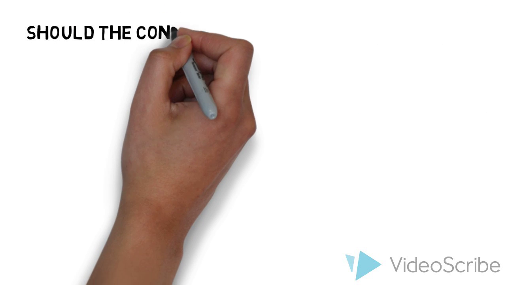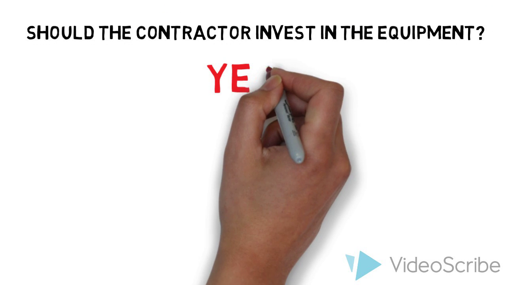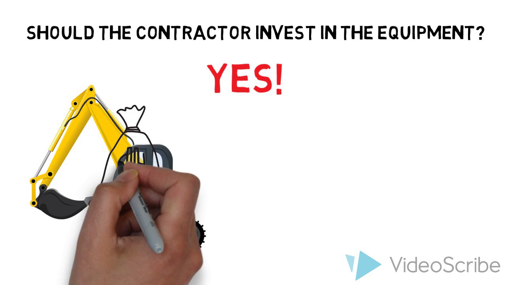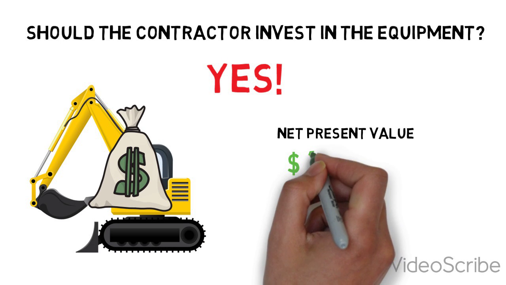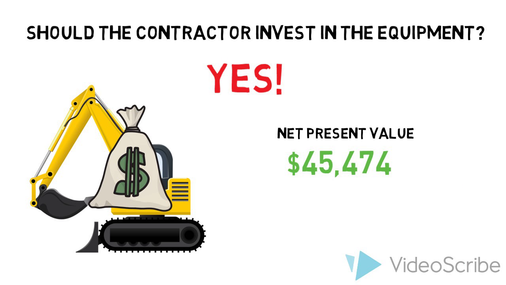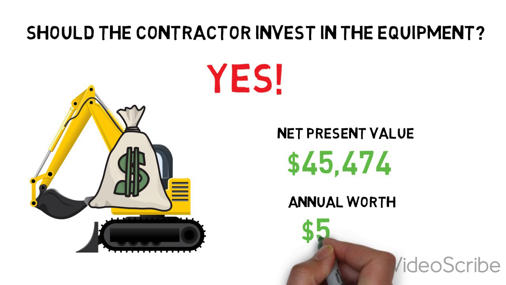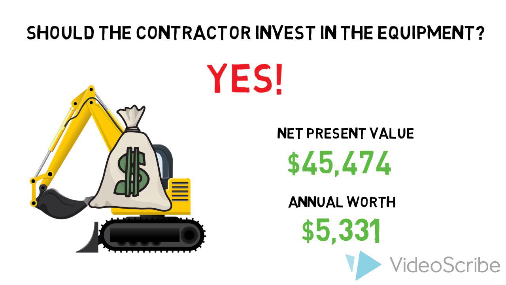So should the contractor invest in the equipment? Yes, the contractor should invest in the equipment because it is profitable, with a net present value of $45,474 and an annual worth of $5,331. Therefore, the contractor would be making money off of the equipment over the 10-year period.